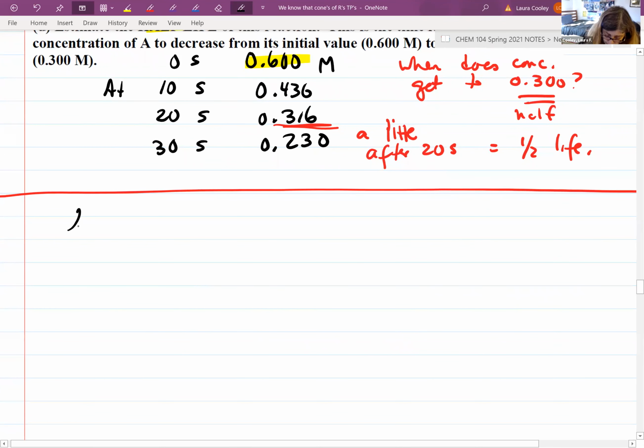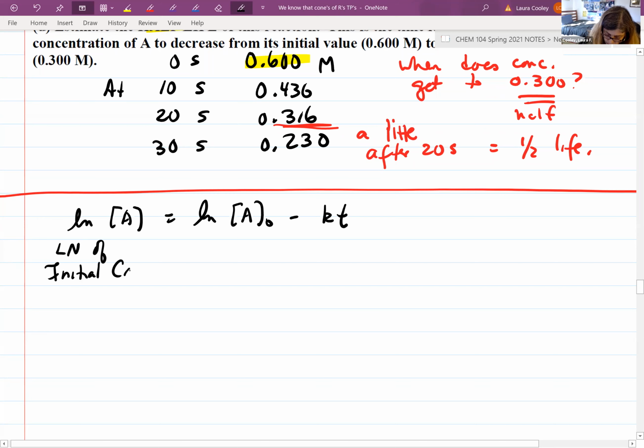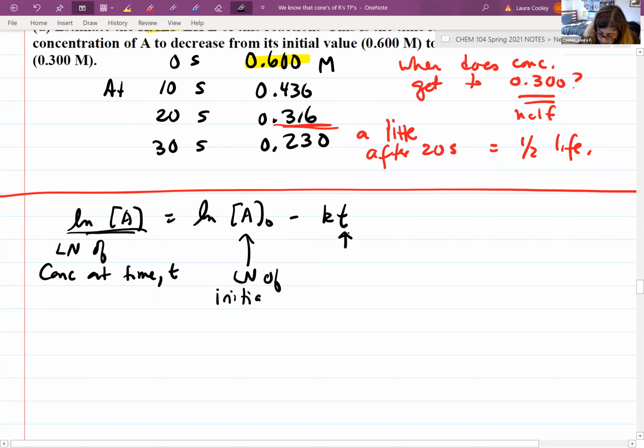But now I want to talk more about this equation. This being the natural log of the initial concentration. No, sorry, that's this. Natural log of the concentration at time t, right? So whatever that time is, this is the natural log of the concentration at that time. This is the natural log of the initial concentration. Okay, and this is the rate constant.